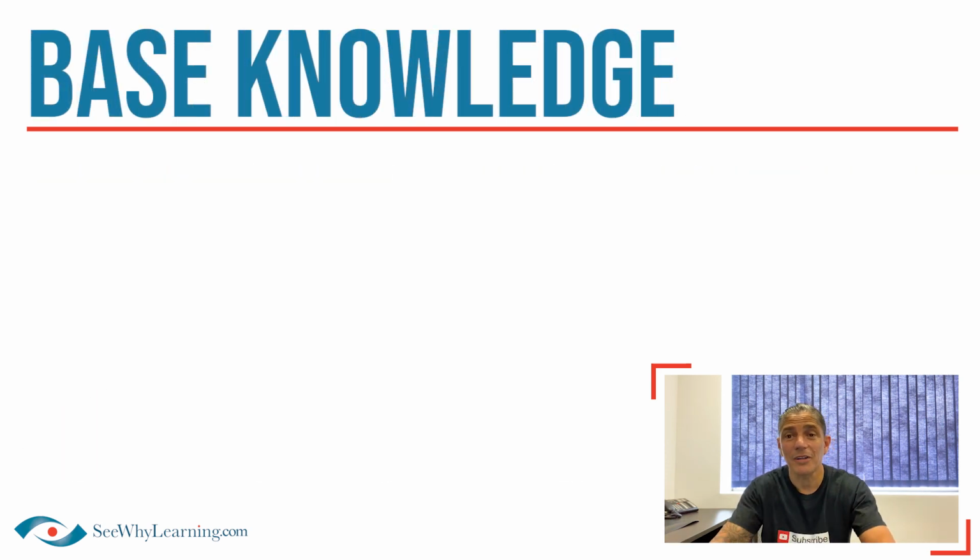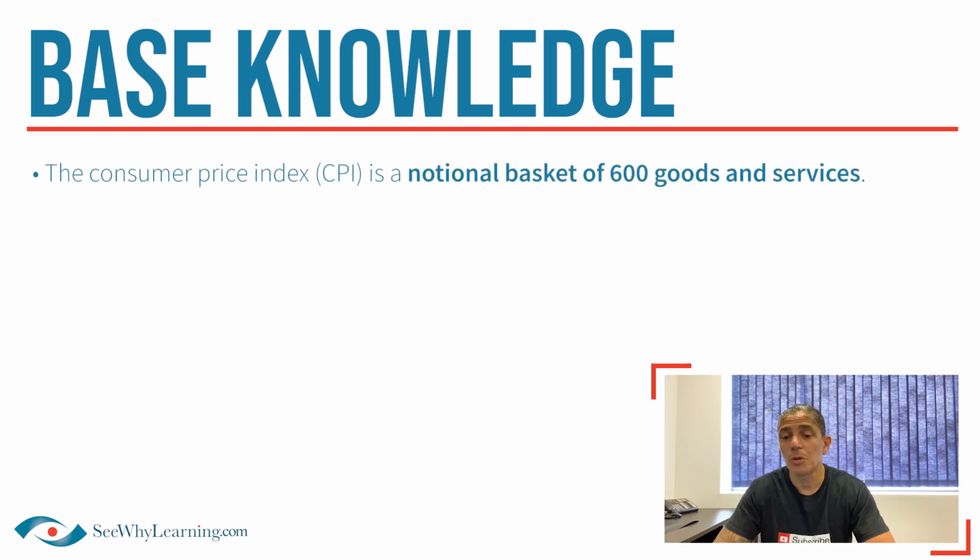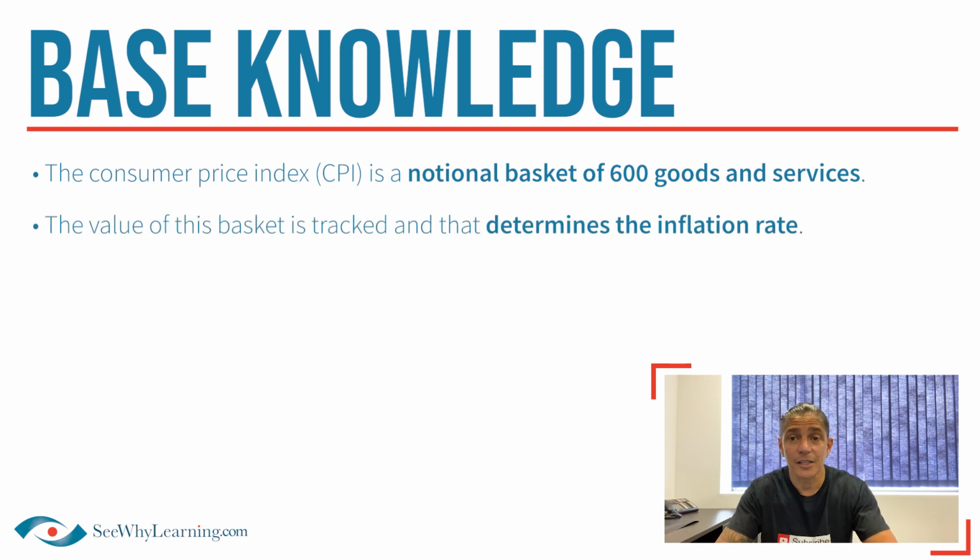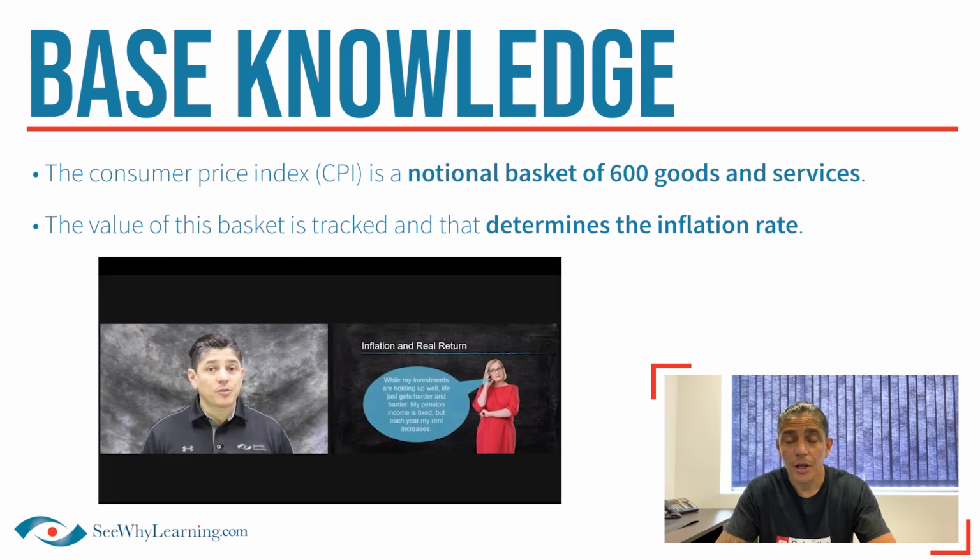Now, before we dive into these questions, a little disclaimer. I'm going to assume you already know and understand the following points. We've covered this in another video. The CPI, or Consumer Price Index, is a notional basket of 600 goods and services. And the value of this basket is tracked, and that's what determines what the inflation rate has been. Now, again, if you've added the full suite of videos to your subscription, we have a video titled Inflation and Real Return, where we go into much more detail. With that in mind, let's take a look at the first question.